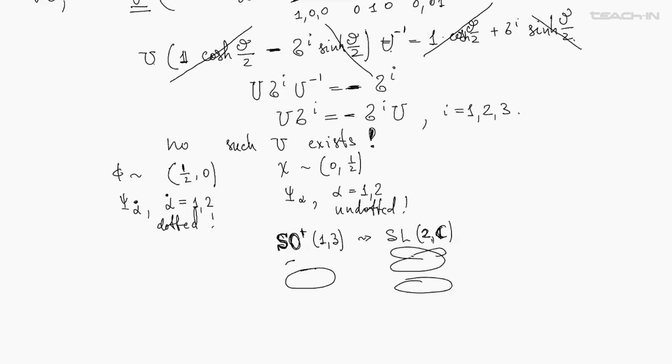Psi alpha dot and psi alpha realize two inequivalent representations of SL2C.